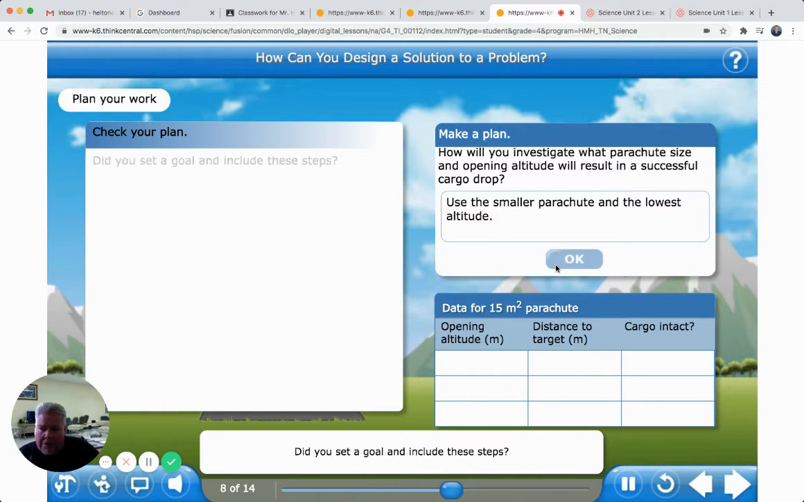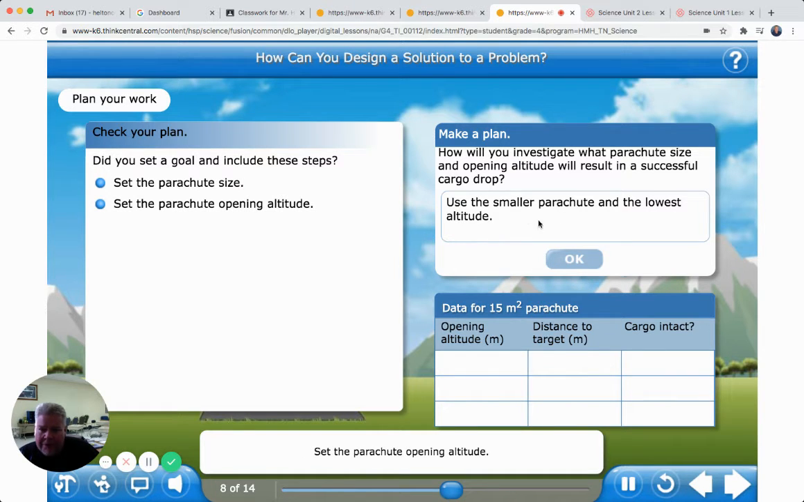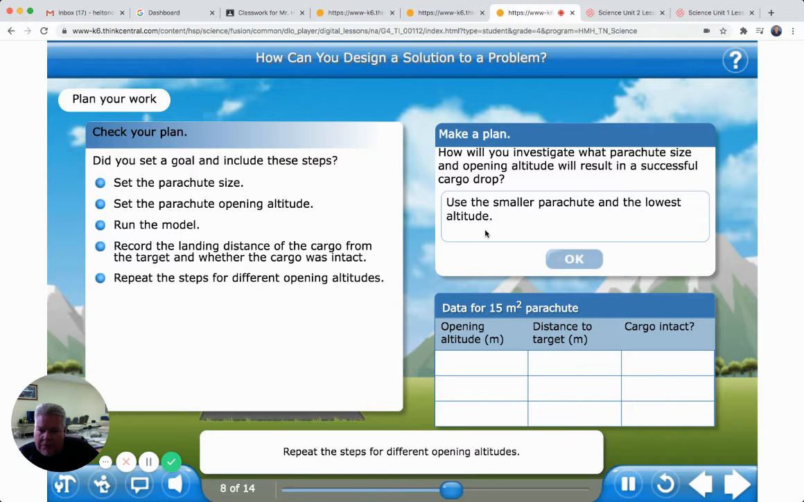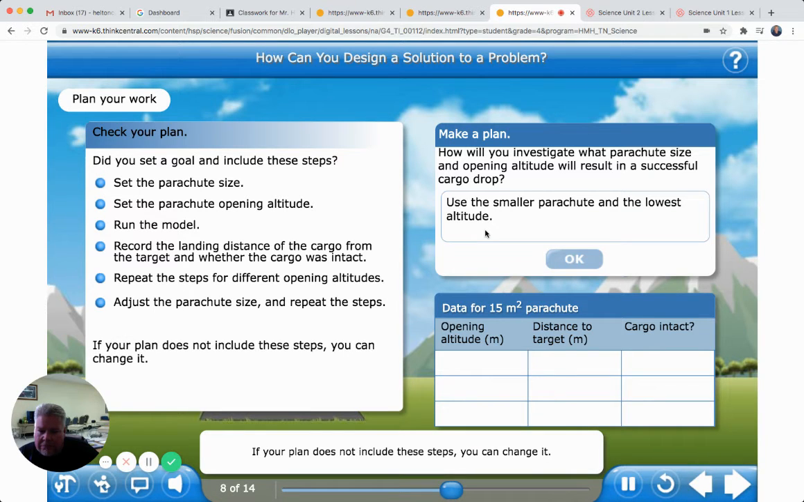Check your plan. Did you set a goal that includes these steps? Set the parachute size. Set the parachute opening altitude. Run the model. Record the landing distance of the cargo from the target and whether the cargo was intact. Repeat the steps for different opening altitudes. Adjust the parachute size and repeat the steps. If your plan does not include these steps, you can change it. Once you've finished, click the next button to move on.